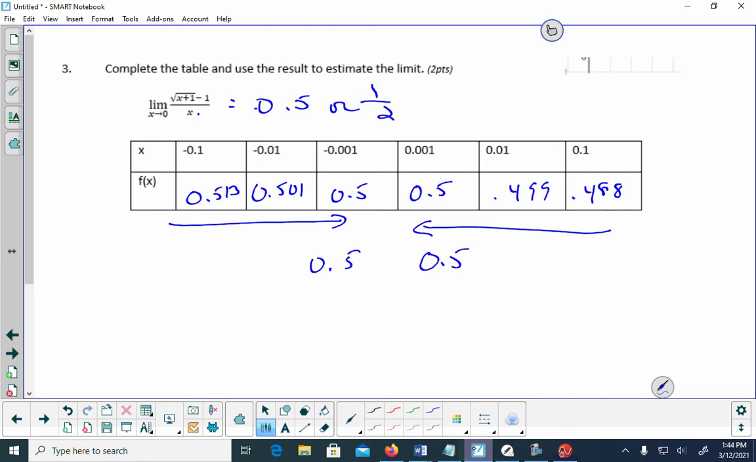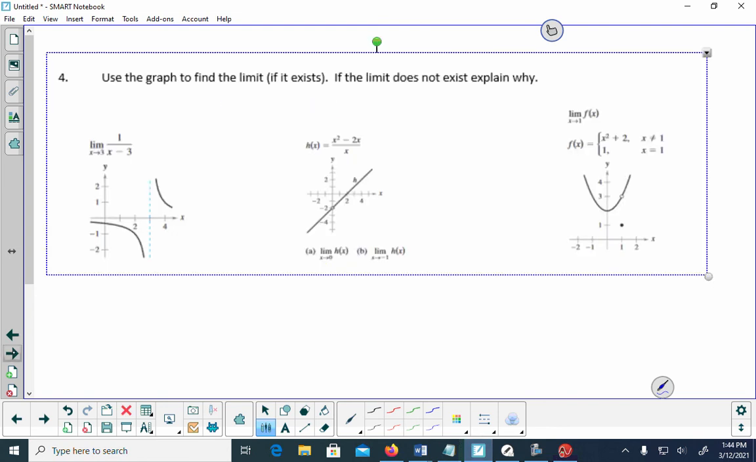But okay, moving on to the next one. It says use the graph to find the limit if it exists. If the limit does not exist, explain why. So the first one is find the limit as x approaches 3. Well, at 3, I have this vertical asymptote. As I approach from the left, this is getting smaller and smaller. As I approach from the right, it is getting larger and larger, so it's not approaching the same number. So I'm going to say the limit does not exist.